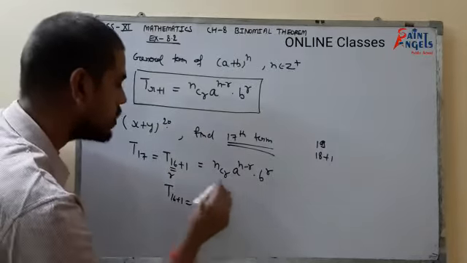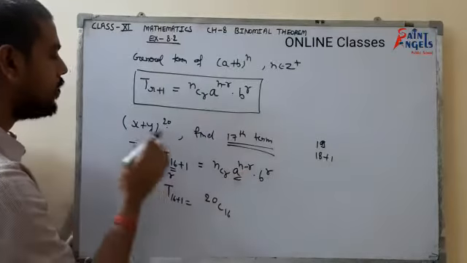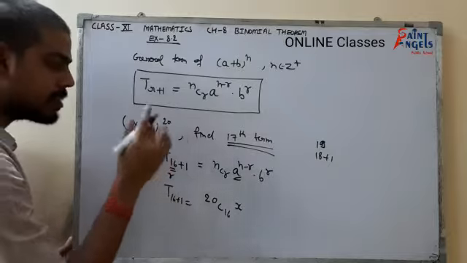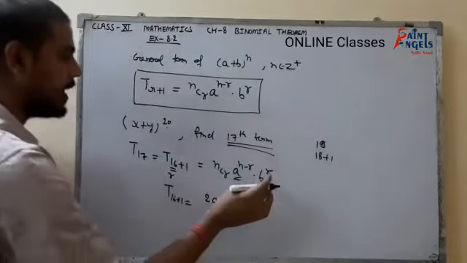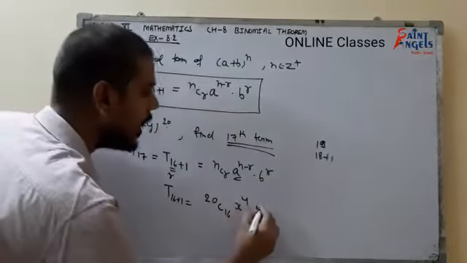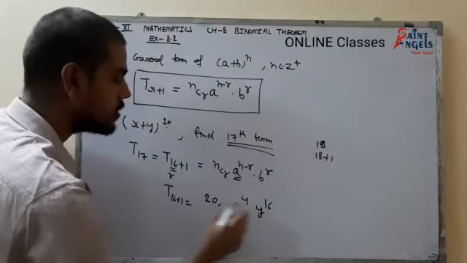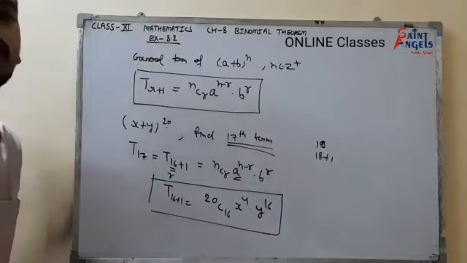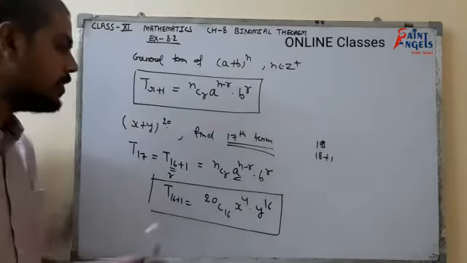So my T(16+1), it means my T17 term, would be 20C16, and at the place of a we have x, so x to the power n minus r, it means 20 minus 16, power 4, and at the place of b we have y, and y to the power r, it means y to the power 16. This is my 17th term. So this is how we can easily find any term within a second.